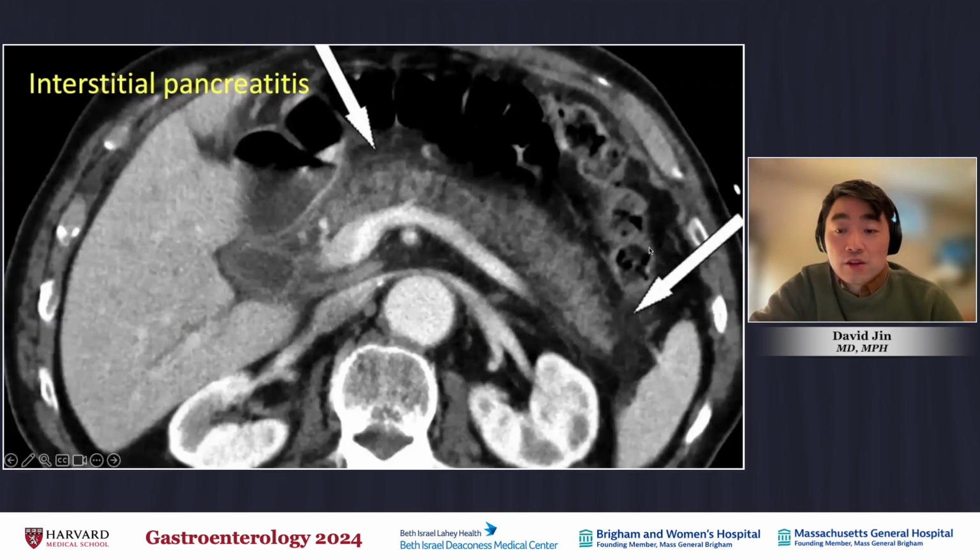So let's look at some CTs showing these different types of local complications. This is the first CT I showed you of a patient with interstitial pancreatitis. Again, the pancreas is well enhancing. Surrounding it, there is inflammatory fat stranding, but there's no evidence of necrosis.